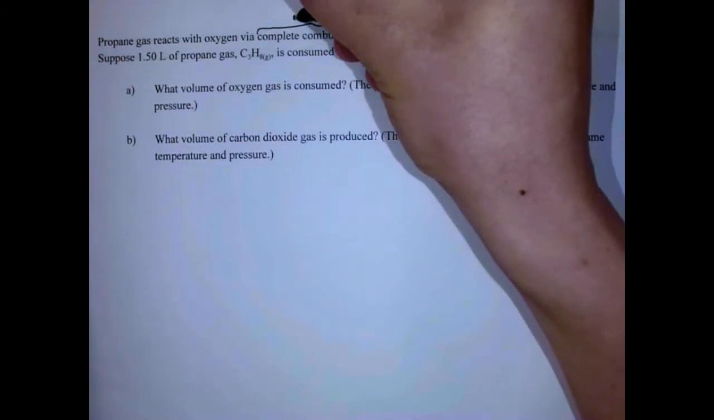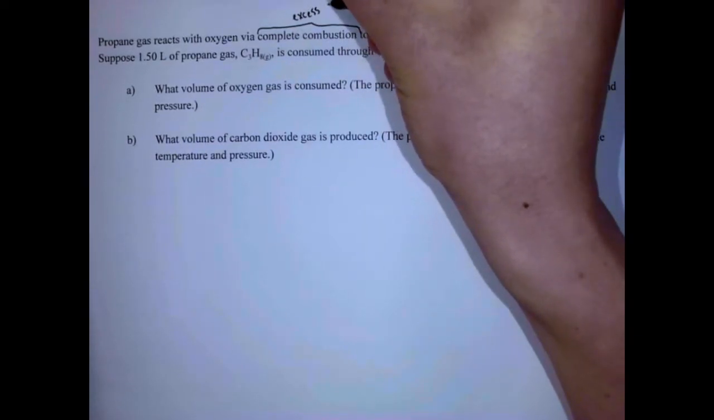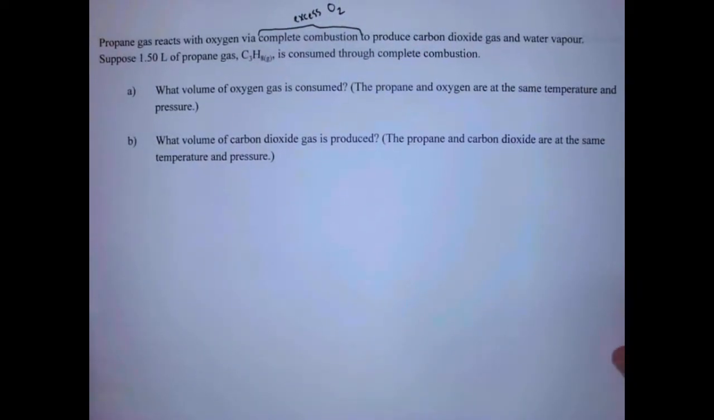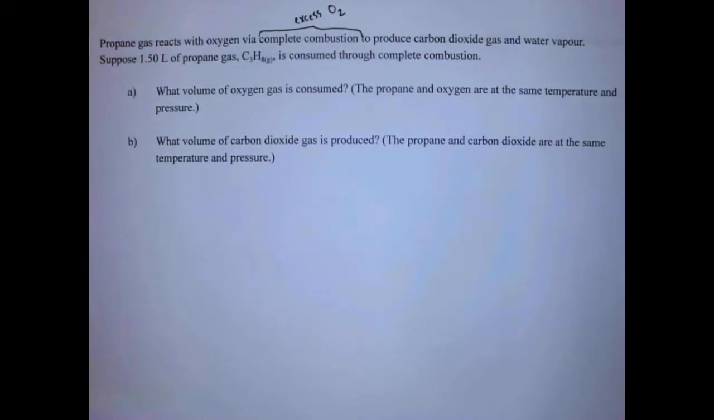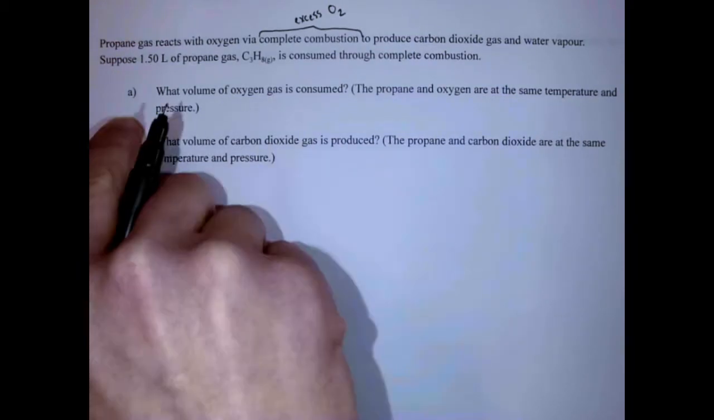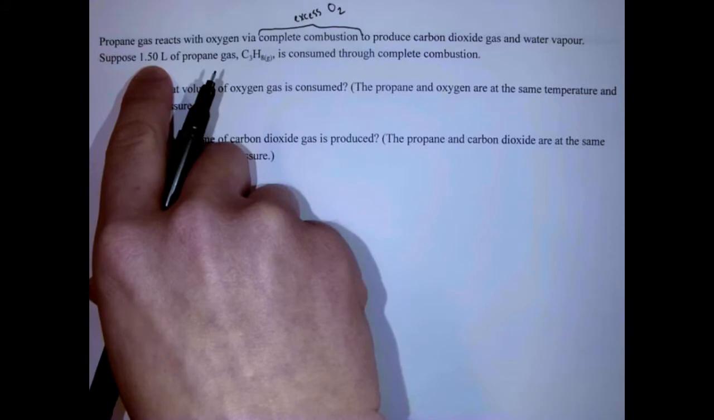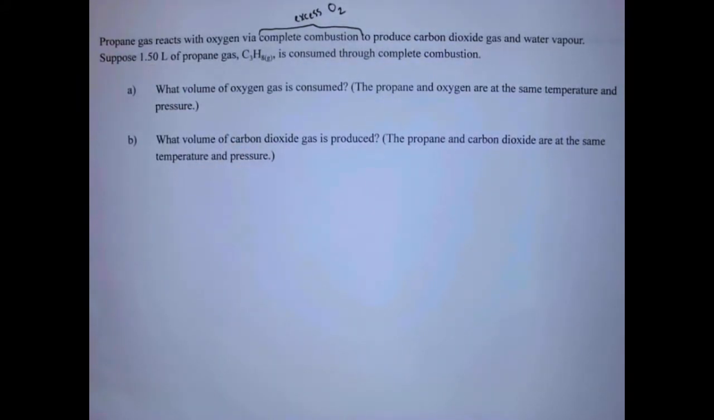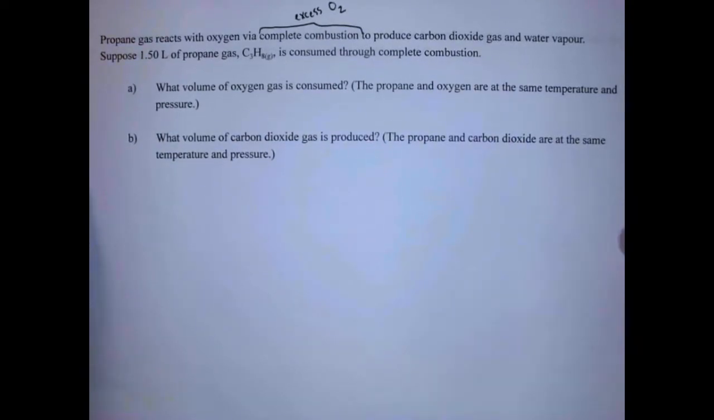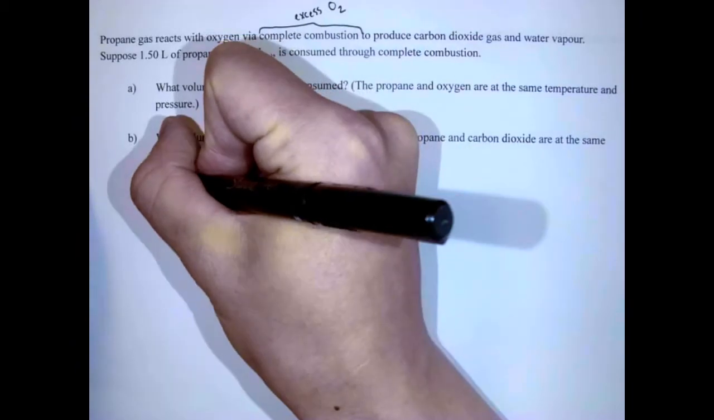What this means is that we have lots of O2. We've got lots and lots of O2, so more than we need to be concerned about. So we've got this reaction with propane, with oxygen making carbon dioxide gas and water vapor. The questions are, what volume of oxygen gas is consumed if this is how much propane we consume from the tank? And then the follow-up question is, how much carbon dioxide gas did I produce? So let's start off with our balanced chemical equation.